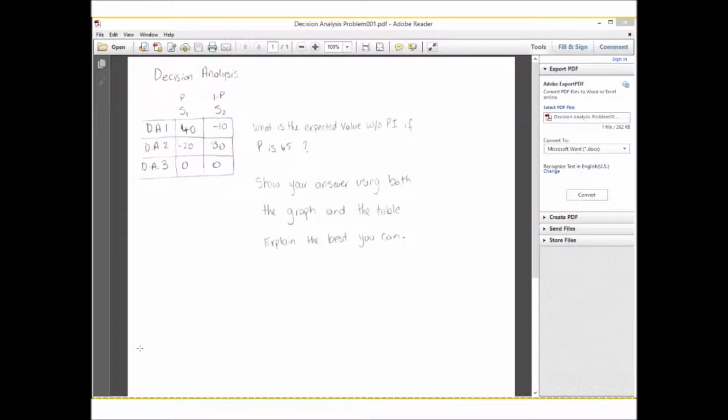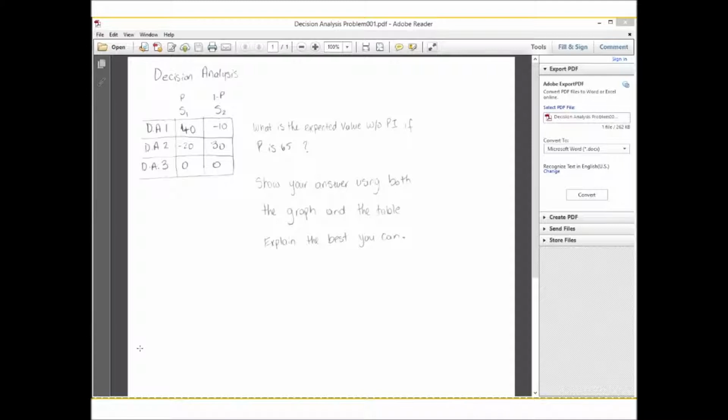Alright, so before you arrive, I was just explaining to the camera that I asked you a simple question. What is the expected value without perfect information if P is 65? Well, it should be P is 0.65. Not 65, but 0.65. So I said, show your answer using both the graph and the table. Explain the best you can.